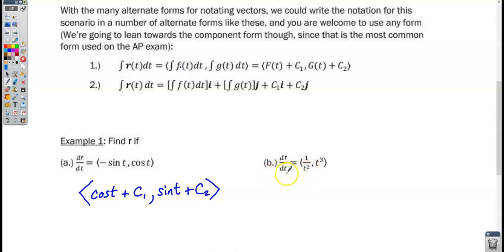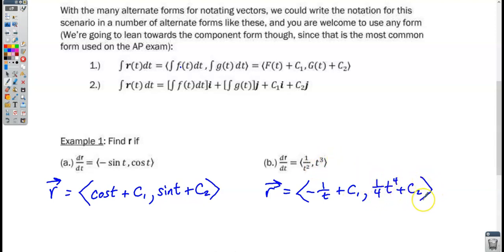All right, part B. We're going to go ahead and integrate this vector-valued function. And so we take the antiderivative of both of the components here. The antiderivative of 1 over t squared is negative 1 over t, and again, plus a constant. And the antiderivative of t cubed is going to be 1/4 t to the 4th, plus a different constant. And so that's what our indefinite integral of that vector-valued function looks like.